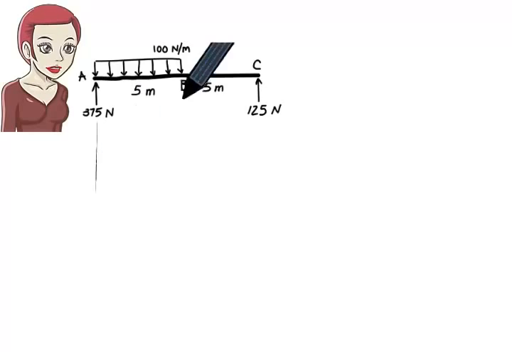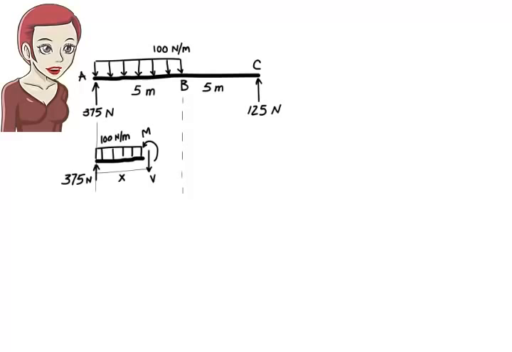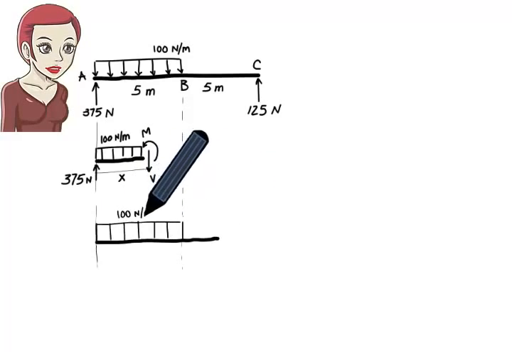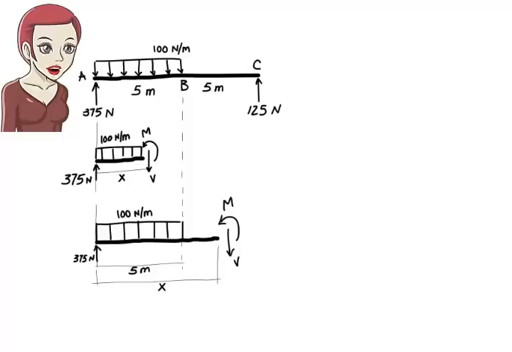Step 3. Cut the beam in each segment and draw the free body diagram of the left part of the beam. Step 4. Write the equilibrium equations for each free body diagram and solve them for the unknowns.